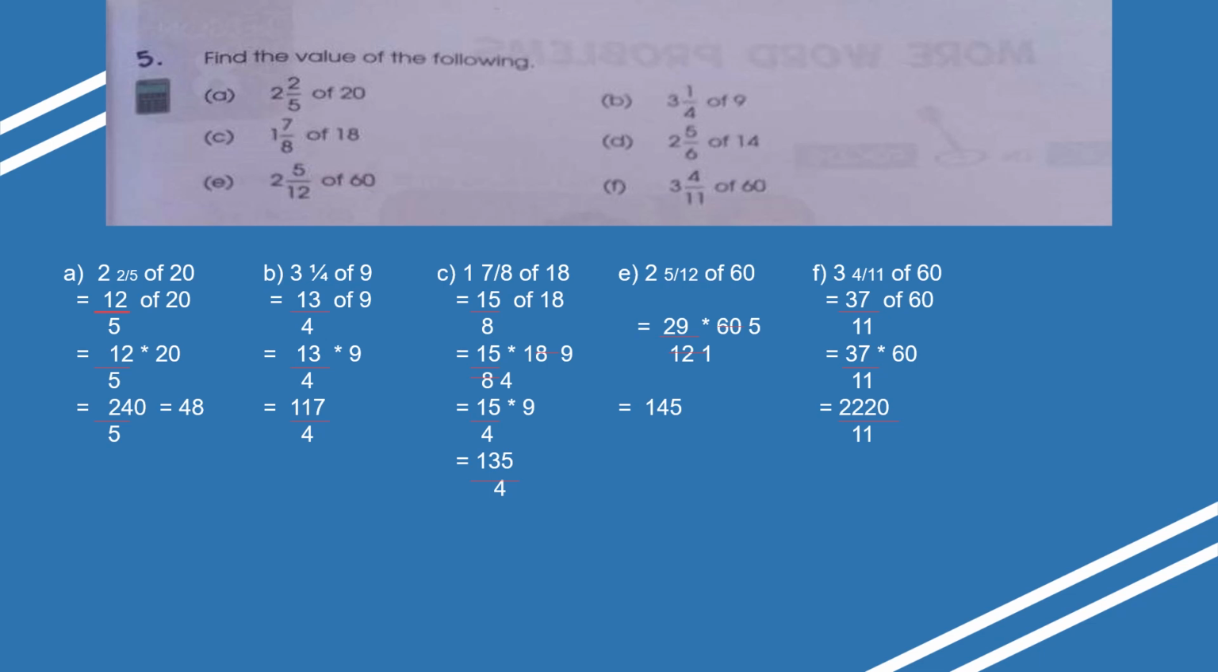In part B, we have 3 1/4 of 9. After converting 3 1/4 into a fraction form, we have 4 into 3 is 12 plus 1 is 13 over 4 multiplied by 9. Here 4 and 9 are not going to cancel out with each other, so we have only one option, which is to multiply 13 by 9 and then divide it by 4.